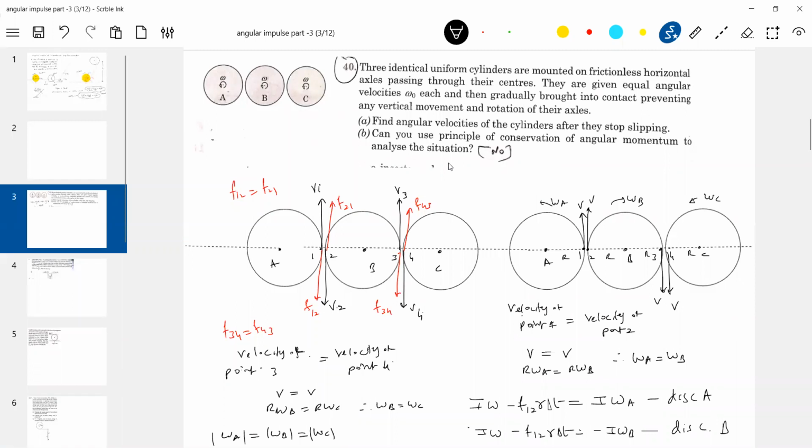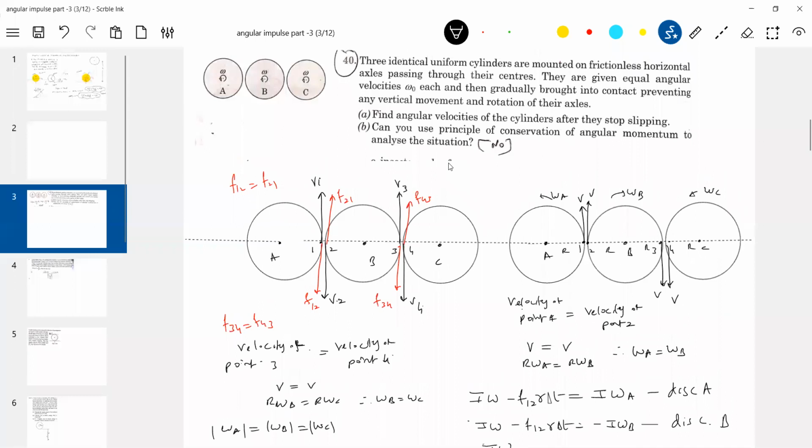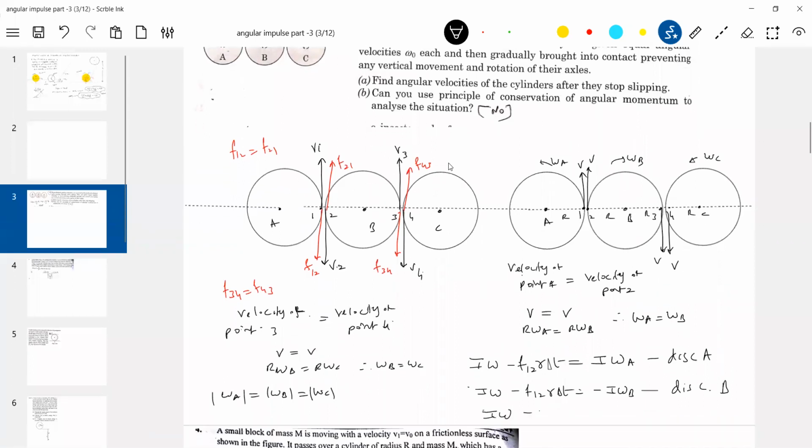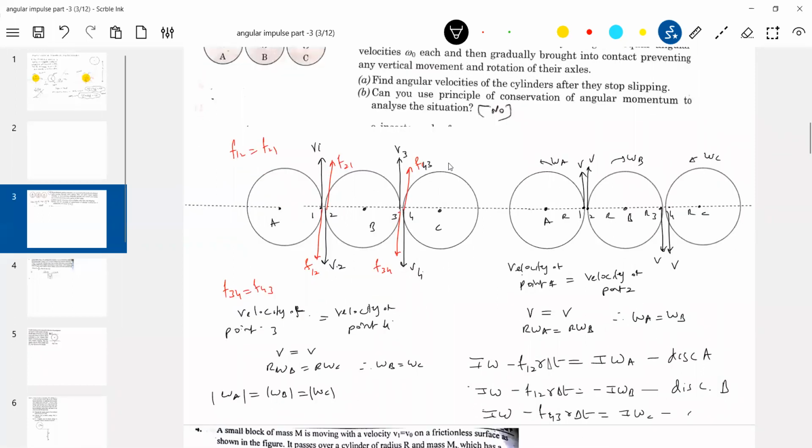Similarly for disk C, we'll write it. Is that sign okay? I omega. No, for the disk C, I omega. In what direction is the torque acting on it? Anti-clockwise, minus F43. What is the direction of it? Okay, yeah, didn't change. Okay, we have this much. What to do after this?